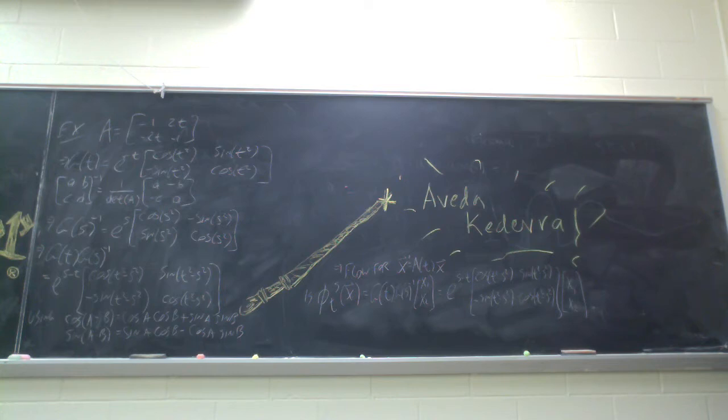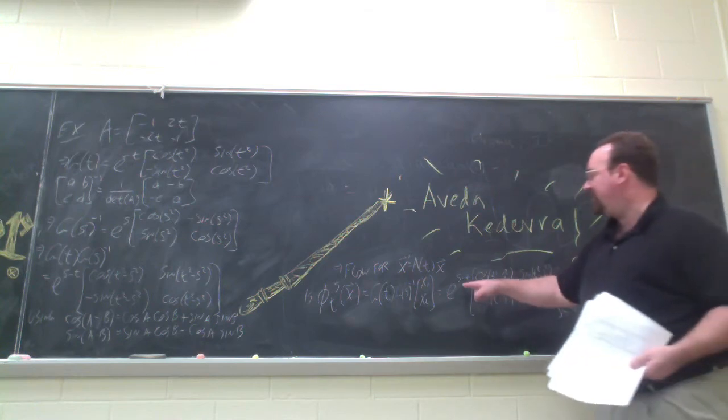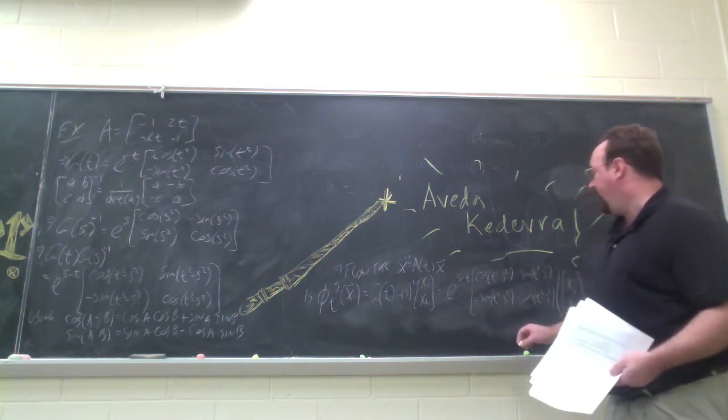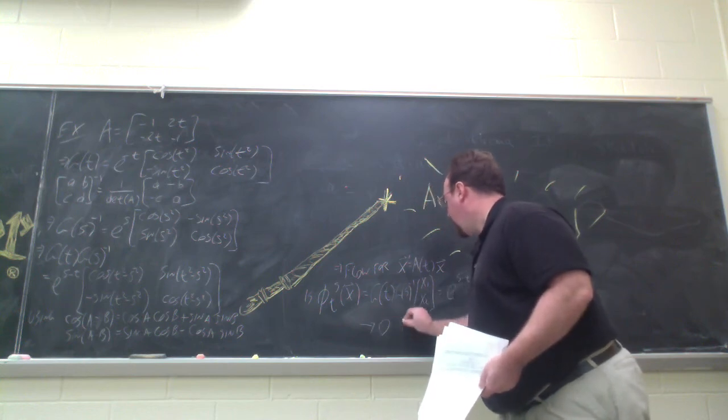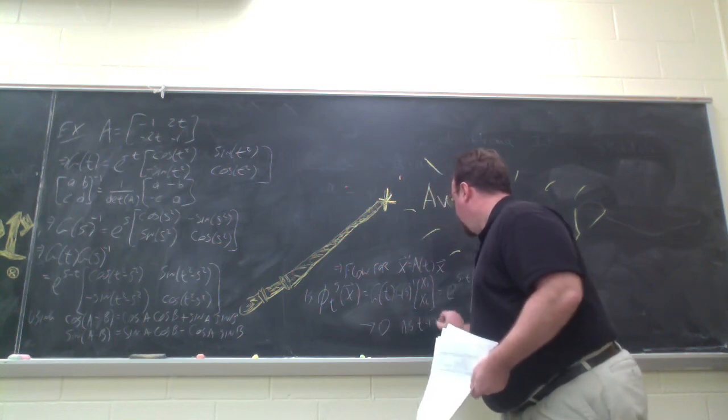But then the question is, what happens to the flow as t goes to infinity? Well, cosine and sine are just going to keep oscillating forever, so nothing interesting is going to happen there. What about the exponential? What's going to happen to that as t goes to infinity? Yeah, because it's e to the s minus t, so negative infinity, equal to 0. It goes to 0 as t goes to infinity.